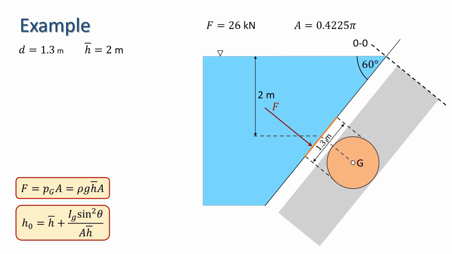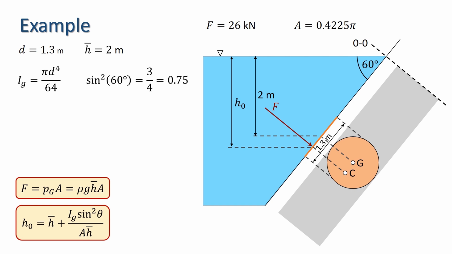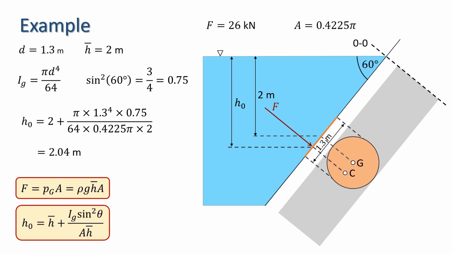So, we have the magnitude of the thrust, and we know that the direction of the thrust is perpendicular to the plane. So all we have left to find is the centre of pressure. The second moment of area about the centre of gravity for a circle is given by pi d to the 4th over 64, and sine squared theta equals 3/4 in this case. Thus, we have everything we need to substitute into the formula for h0, and we find that the centre of pressure is 2.04 metres below the water surface. This method, sometimes described as the direct formula method, can be applied to any plane surface.